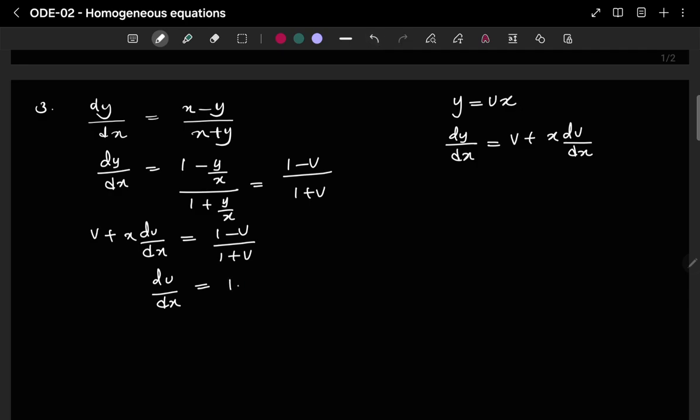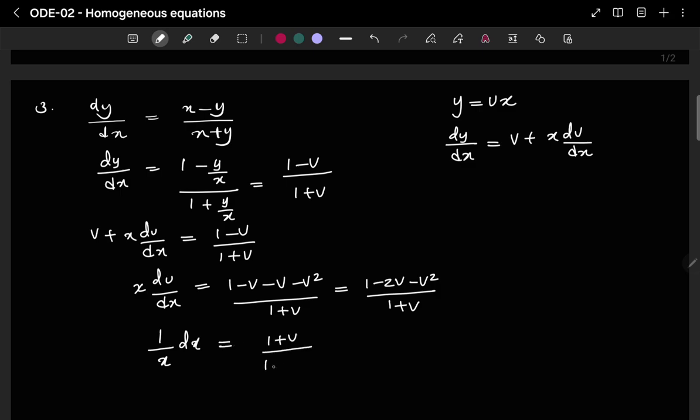And then by simplifying, we take this v to the other side of the equation, and we get 1 minus v squared over 1 plus v. Here we get 1 minus 2v minus v squared over 1 plus v. By using the separable equation method, we can separate the variables: 1 over x dx equals 1 plus v over 1 minus 2v minus v squared dv. So we can do the integration here as well.